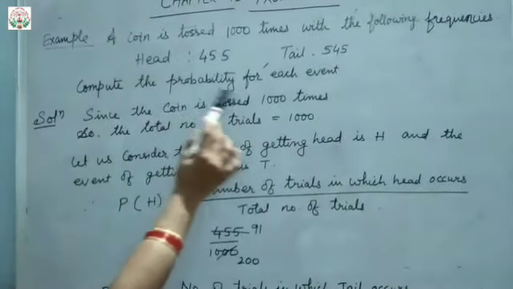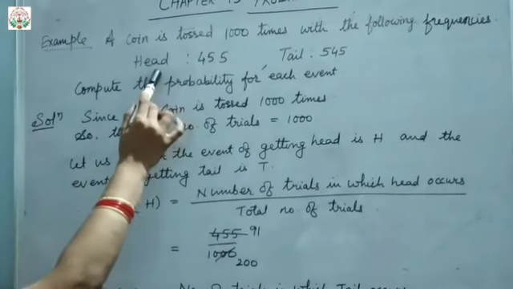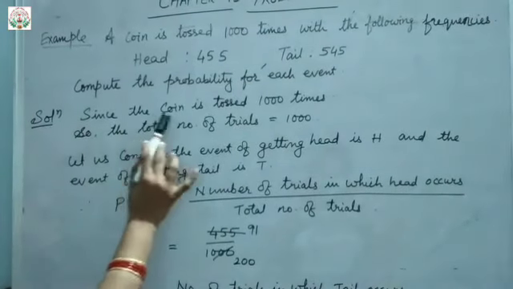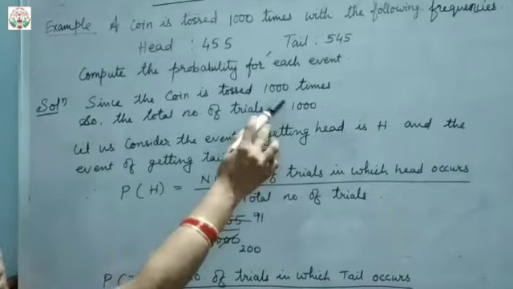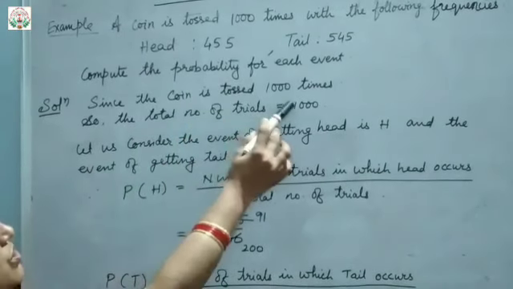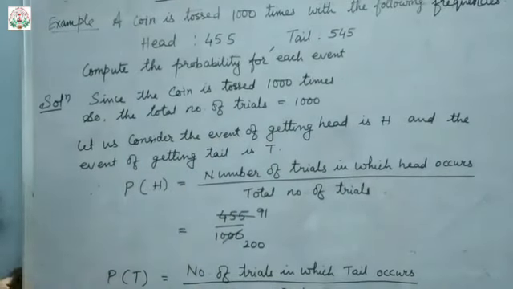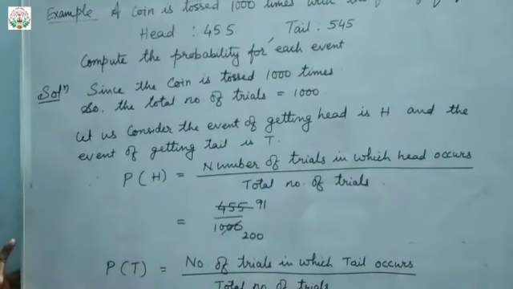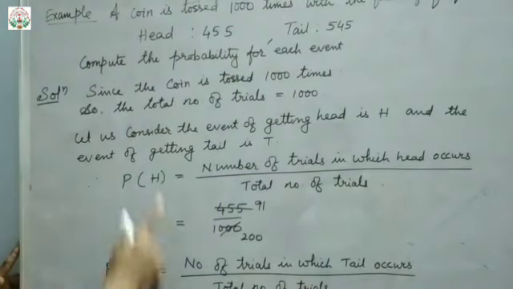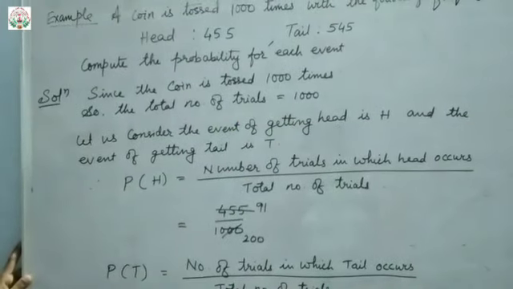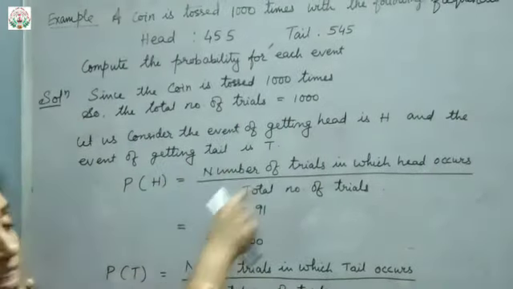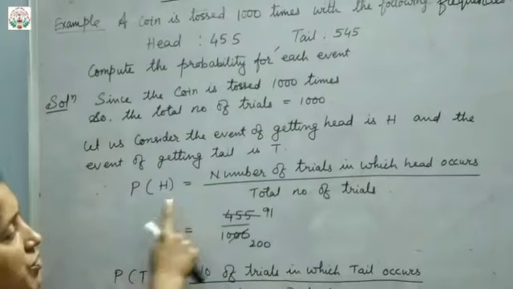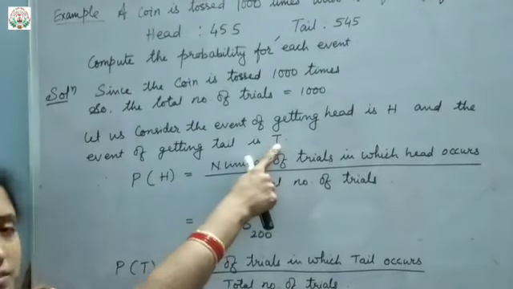So now solution, let us see. Now your question is compute the probability of each term. That means probability of head and probability of tail. Since the number of times the coin is tossed is 1000, the total number of tries will be 1000. After that, let us consider the event of getting head as H and tail as T.